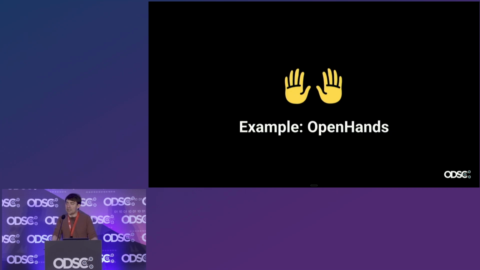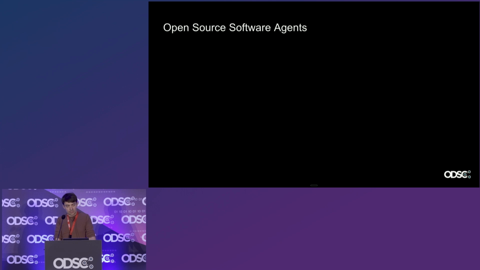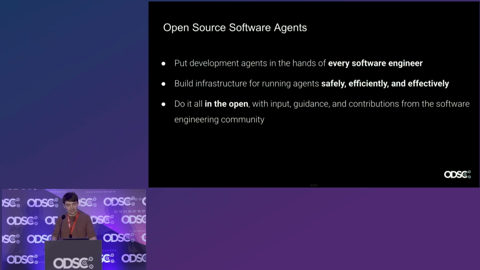I do want to just highlight OpenHands as an example, given that we're at the Open Data Science Conference. We've got an MIT licensed software development agent. We've got some really important goals that mean a lot to me. I think getting these agents into the hands of every software engineer is going to be really important, making sure that they have the tools to run those agents safely and effectively, having that sandbox set up so that the agent's not just running loose on your computer and deleting files and whatnot.